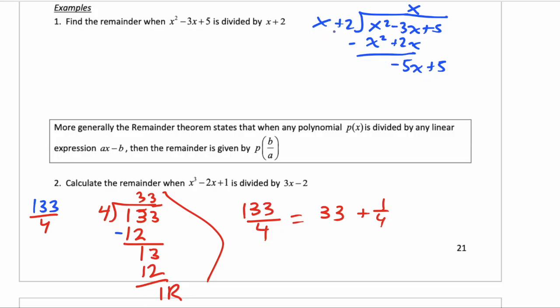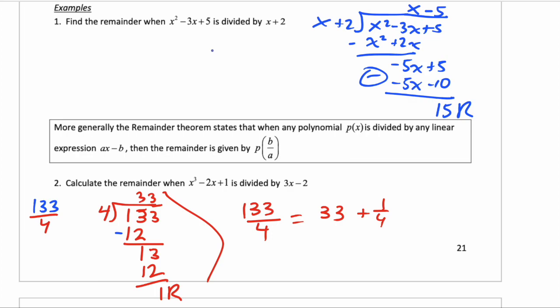And now you do the same thing. You go x plus 2 into this. We want a negative 5x, so this has to be a negative 5. Negative 5 times x is negative 5x, of course. Negative 5 times 2 is negative 10. Be careful, remember you're subtracting. So this is minus negative 10, and you get 15 remainder.